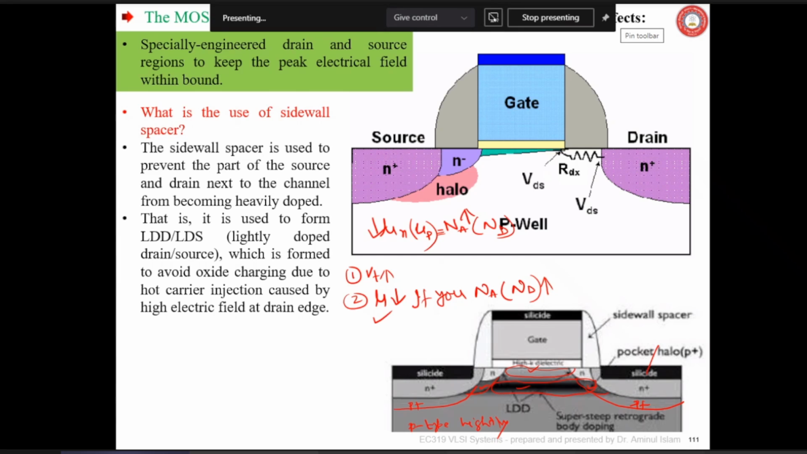But my question is, why this heavy doping is not extended under the N plus of the source and drain? Could you understand my question or not? Tell me.